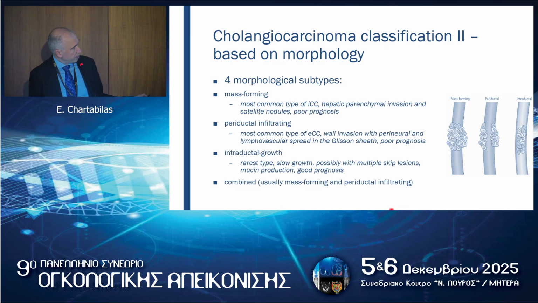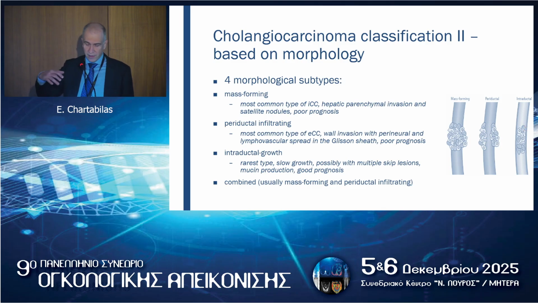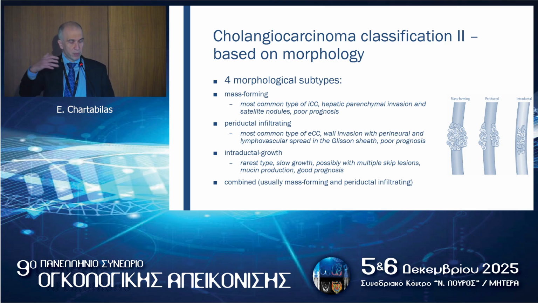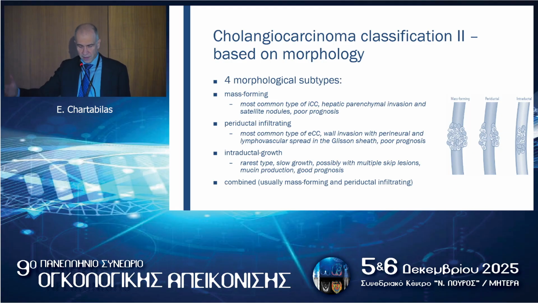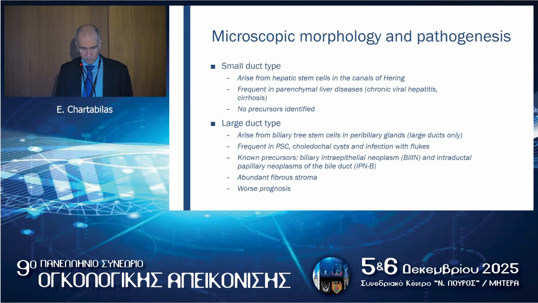For the mass-forming type and the intraductal type, there is a tendency for longitudinal extension, so they grow along the bile duct, and they may extend beyond the macroscopic margin. For the periductal one, there is radial extension, so it goes deep to the submucosa and then to the rest of the layers, and then invades, as you see, perineural, vascular lesions, and perilymphatic extension. Intraductal growth, as we said, is the more benign. And of course, there are combined types. Usually there is a mass-forming and periductal.